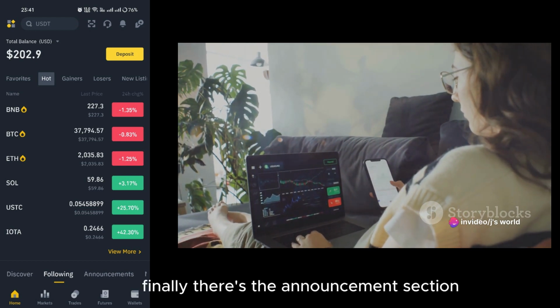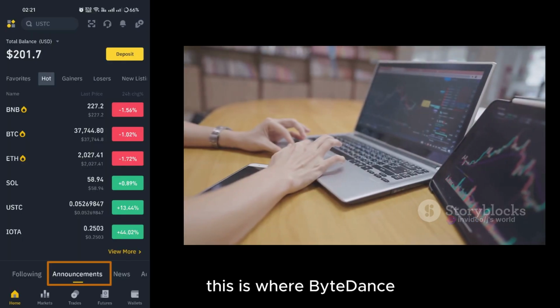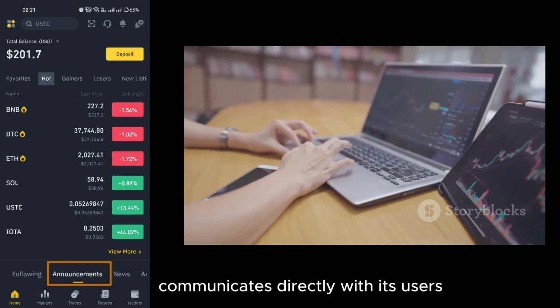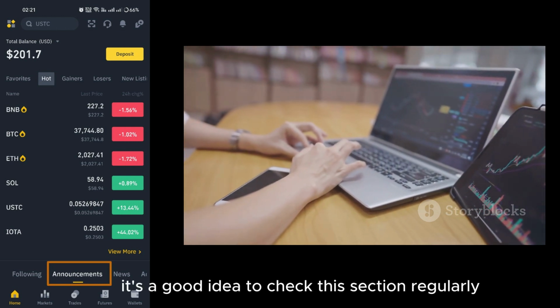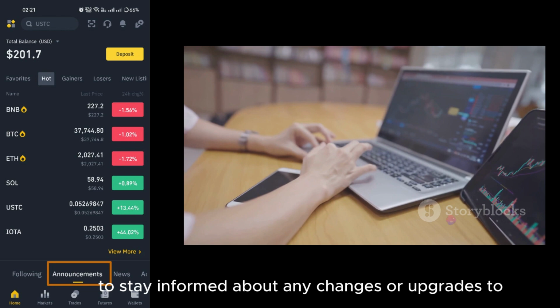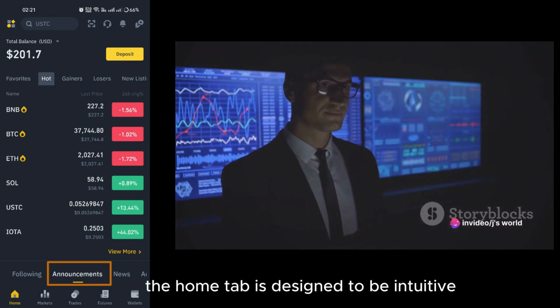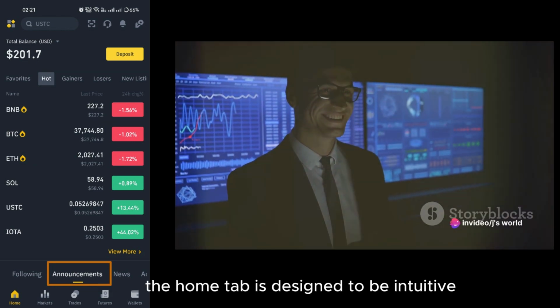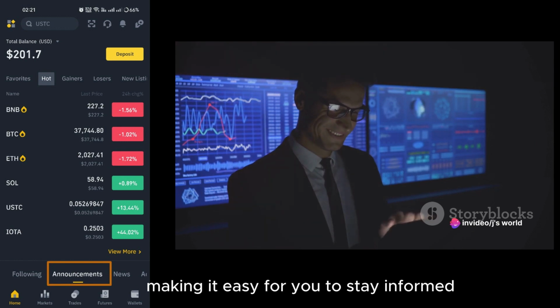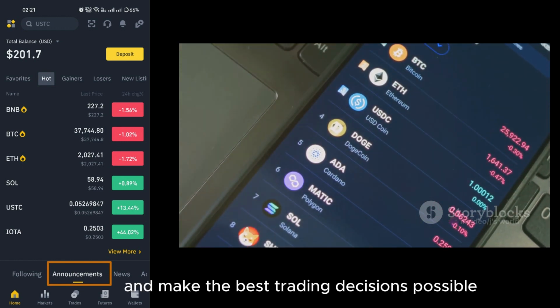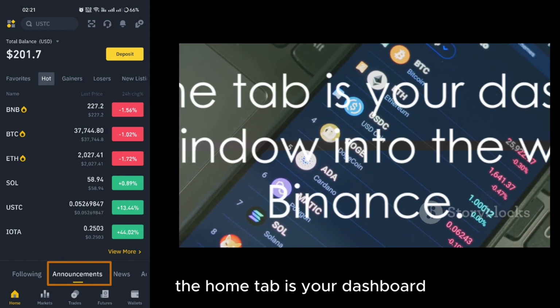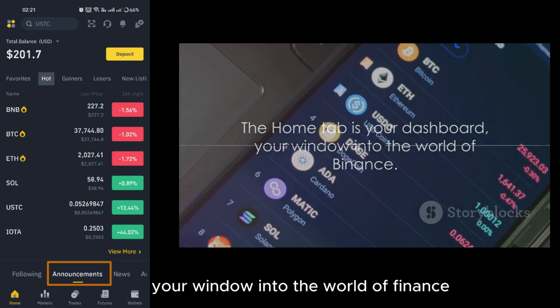Finally, there's the announcements section. This is where Binance communicates directly with its users. It's a good idea to check this section regularly to stay informed about any changes or upgrades to the platform. The Home tab is designed to be intuitive and user-friendly, making it easy for you to stay informed and make the best trading decisions possible. The Home tab is your dashboard, your window into the world of Binance.